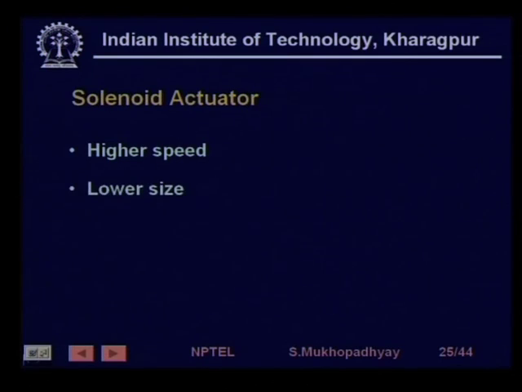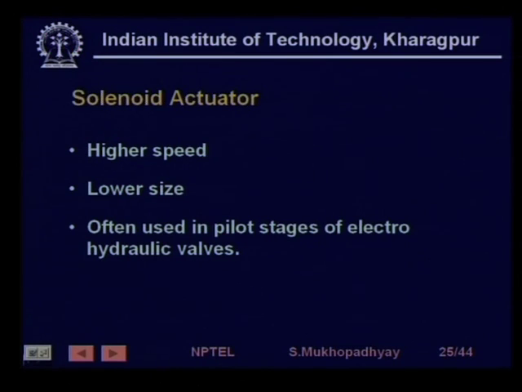So, solenoid actuators have higher speed but lower size, because pneumatic actuators can be of quite large size; just by increasing the diaphragm we can sometimes create a lot of force. For even higher ratings we can use hydraulics. Solenoid actuators are generally of lower size and, as we will see, they are often used in pilot stages of electrohydraulic valves.